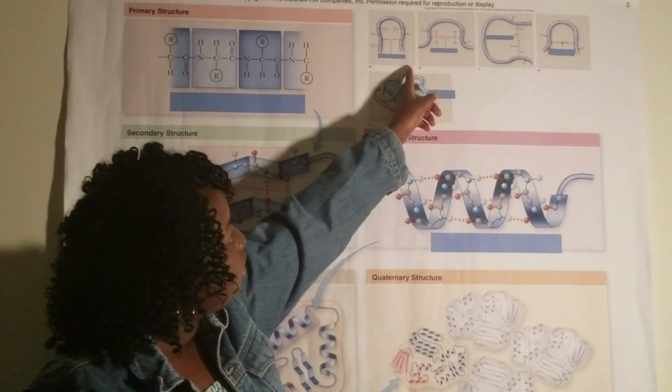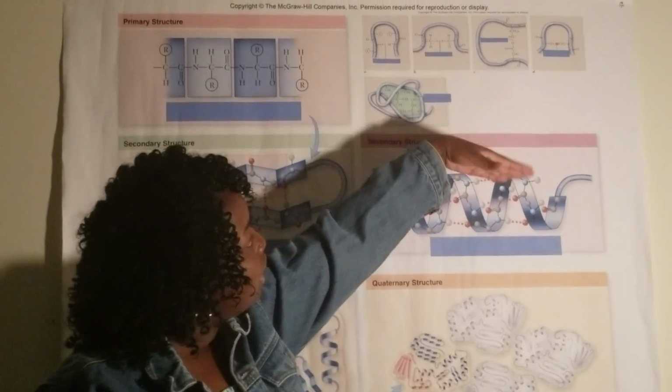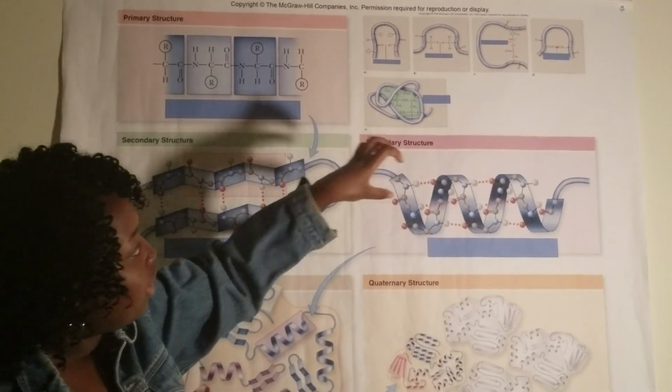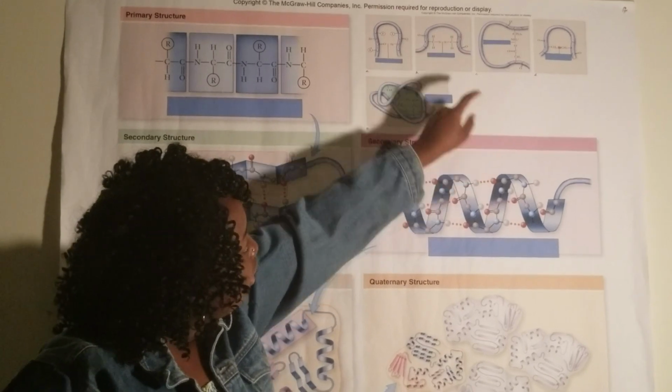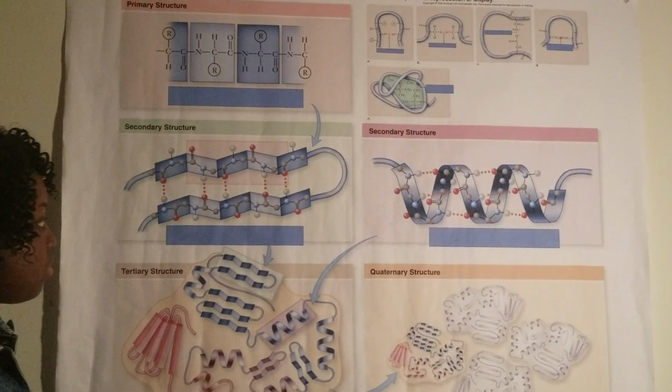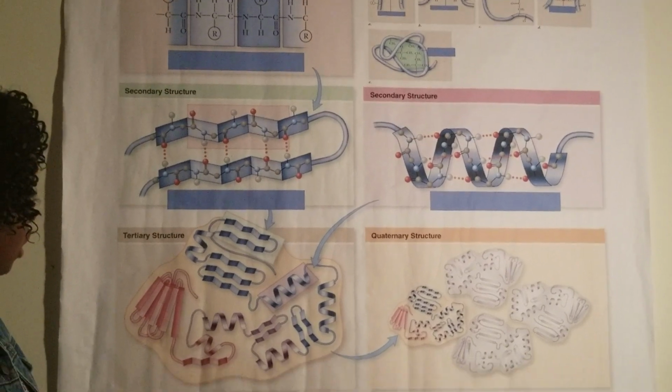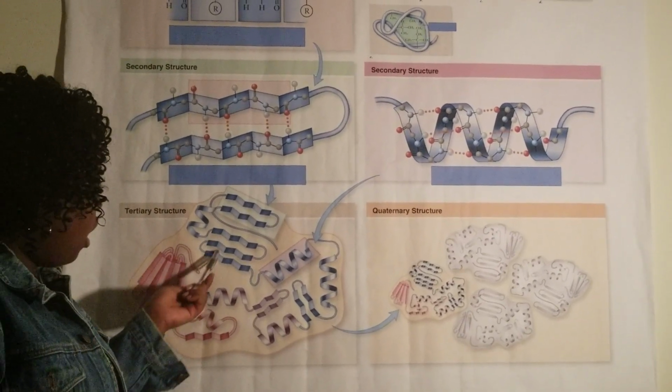It's also evident in the rest as well. You can see not completely, but the bonds are there. We have an N here and an H. Each turn is like an R group.